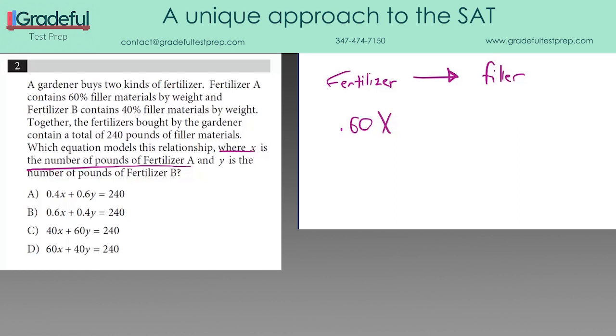So if I want the amount of filler material, that's the amount of fertilizer multiplied by 0.60, because 60% of that is filler material. Now that could be thought of as a price times quantity statement. There are x pounds of fertilizer, and for each of those pounds, 0.6 of that is filler material. Now we can do the same thing for fertilizer B, because y is the number of pounds of fertilizer B. So we have y, and 40% of that is filler material. When we add both of those up, the question tells us that the total amount of filler material is 240 pounds. So we set that equal to 240, and this exactly matches answer choice B for number 2.